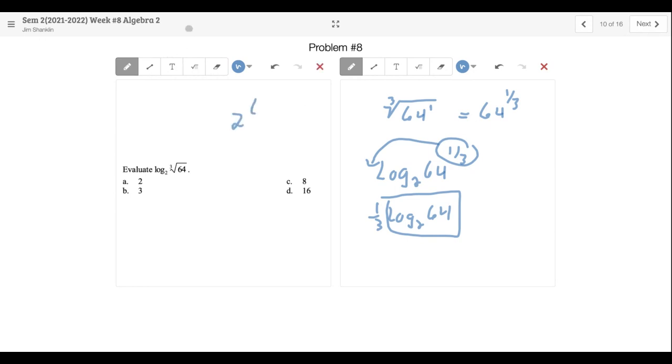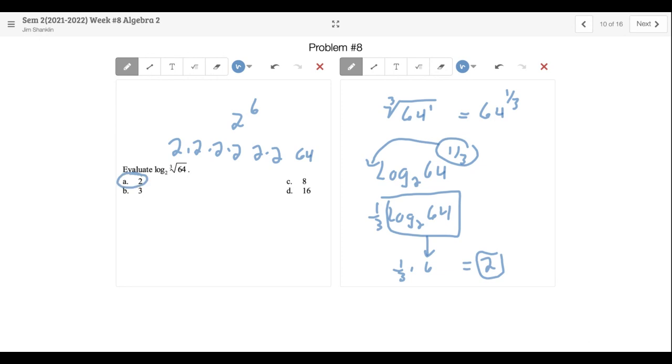So 2 to the 6th power, because 2 times 2 is 4, times 2 is 8, times 2 is 16, times 2 is 32, times 2 is 64. So 2 to the 6th power. So this whole thing is equal to 6. So now my whole problem just turns out to be 1/3 times 6, which is 2. That's how I would have done this problem.